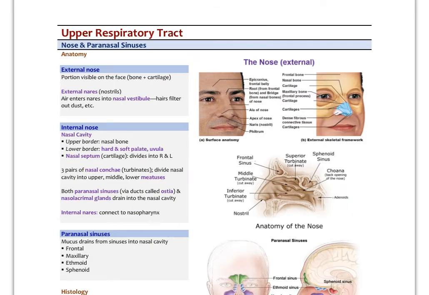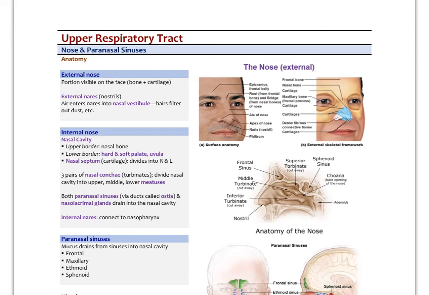So let's start with the upper respiratory tract. We'll start with the nose and the sinuses. So starting with the external nose, the visible portion of the face is the nose, and it's made mostly of cartilage. That's why it's flexible. That's shown in blue here. And there are a lot of different plates of cartilage, as you can see the lines there that come together. And it's attached to the nasal bone here, which is the hard bone.